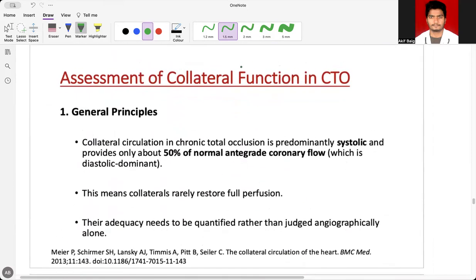So, assessment of collateral function in CTO. Supposing you want to use this collateral artery as a guide for intervention in CTO, there are a few criteria that have to be met by the collateral arteries. Otherwise, you cannot use it.